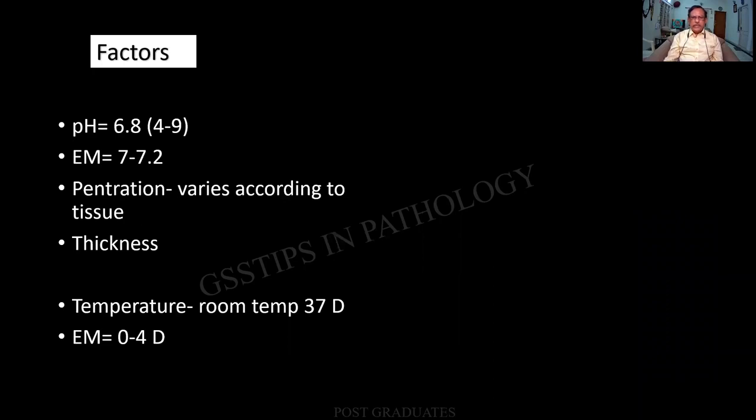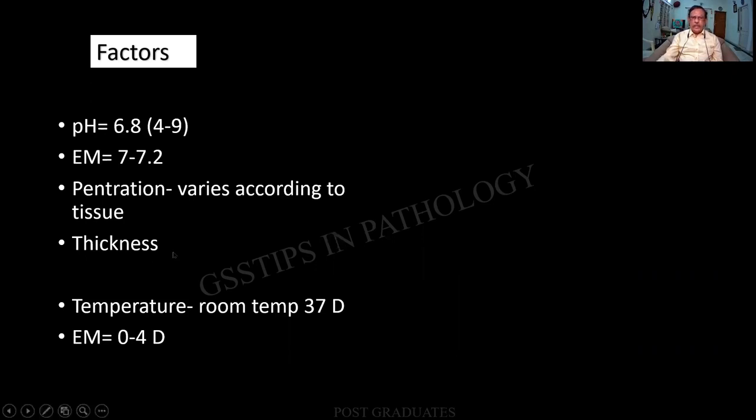And coming to the factors as such, pH can be somewhere between 4 to 9, 6.8 is adequate. In electron microscopy, 7 to 7.2. The penetration varies according to the tissue as such, by which I mean fat, for example, has minimal permeability, whereas lung will have maximum permeability. Thickness of the tissue is always important.